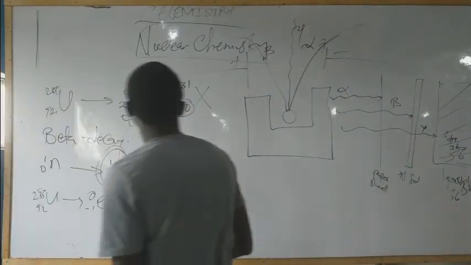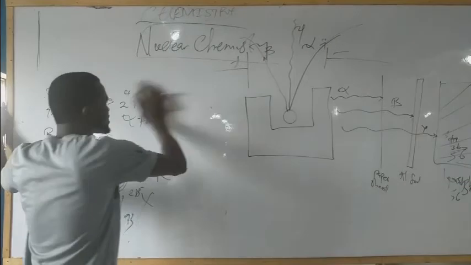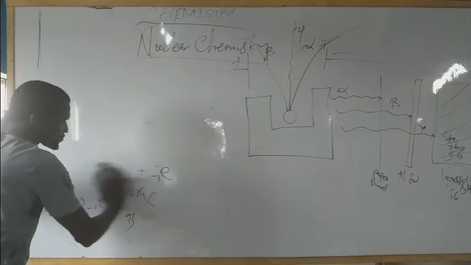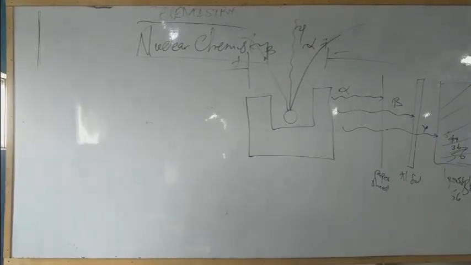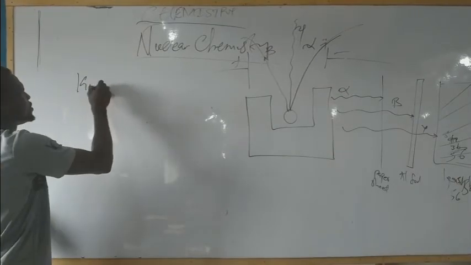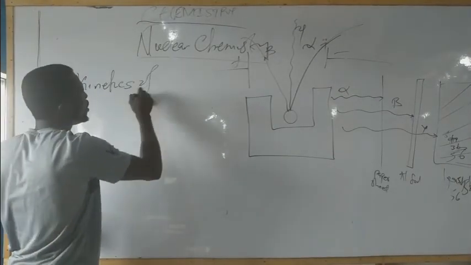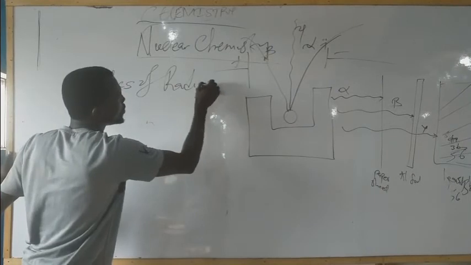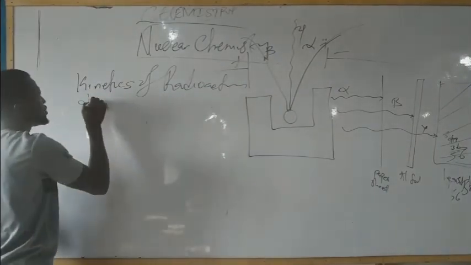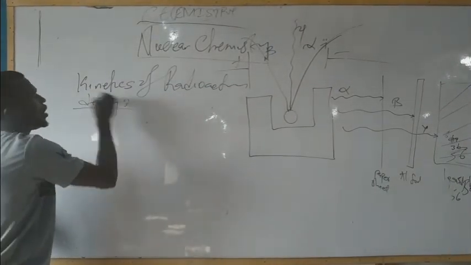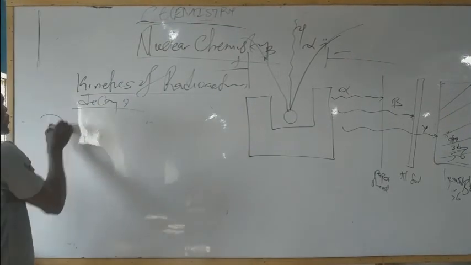Now, we go to the next part, which is referred to as kinetics of radioactive decay. Now, under this kinetics of radioactive decay, we look at decay rate.